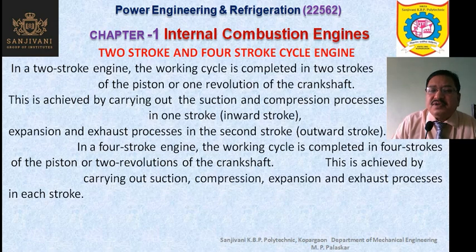When we say four strokes, that means the number of revolutions is two. So in a four-stroke engine, the working cycle is completed in four strokes of the piston or two revolutions of the crankshaft. In order to achieve this, the suction, compression, expansion and exhaust processes have separate strokes. We can provide a separate stroke to each process, one stroke for one process. So this is the main difference between the two-stroke and the four-stroke cycle engine. In this way we have to distinguish between them.